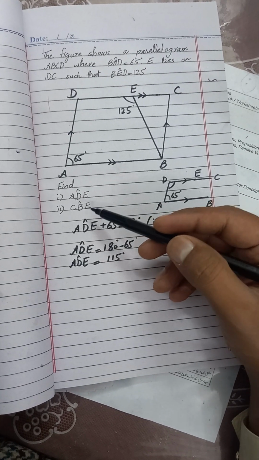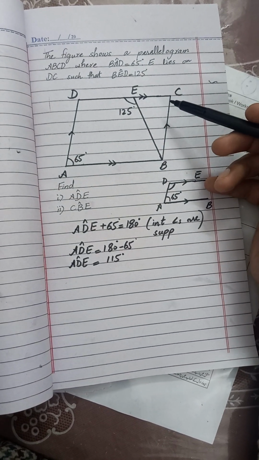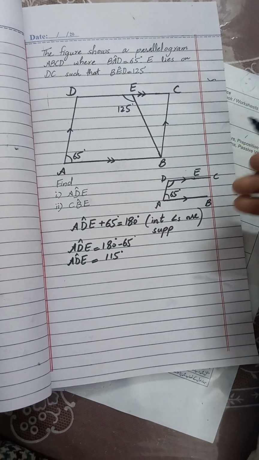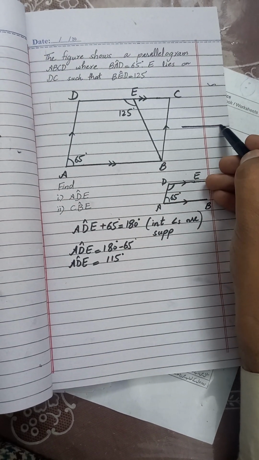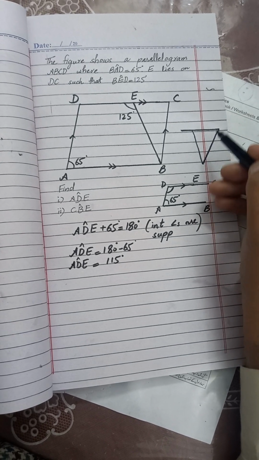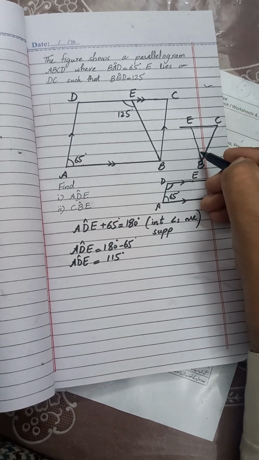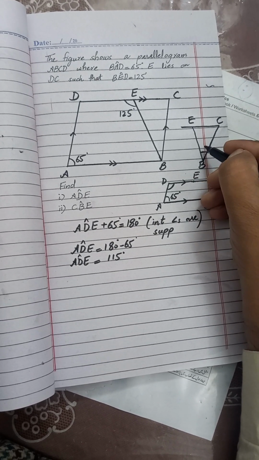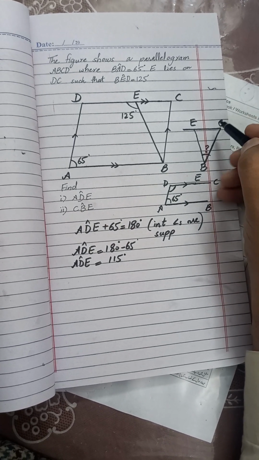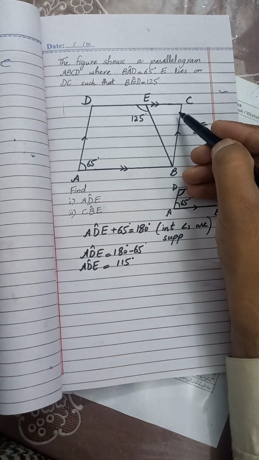Now we need to find angle CBE. So if we look at the figure, we need to find the angle CBE. Again, we can separate this from the rest of the figure to understand it. So here the angle lies, CBE. Here this angle is angle CBE. We need to find this angle. Okay. So in a parallelogram, opposite interior angles are equal.